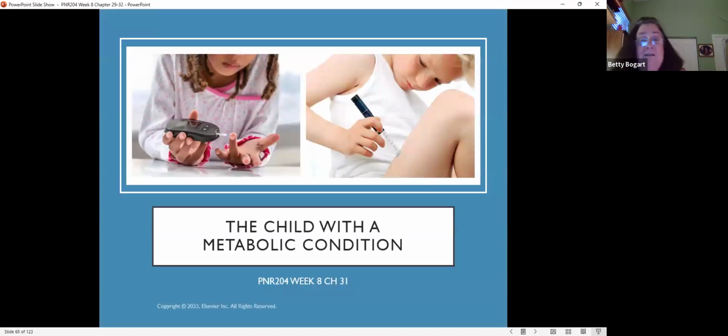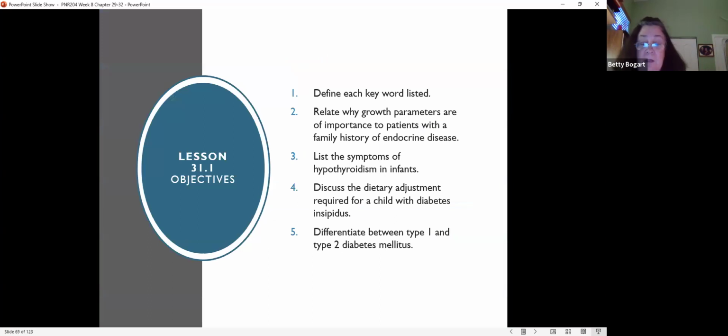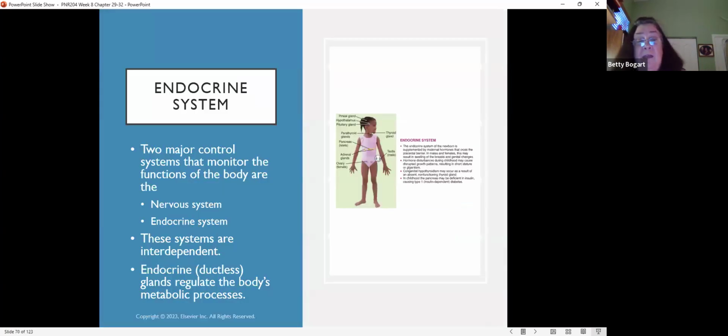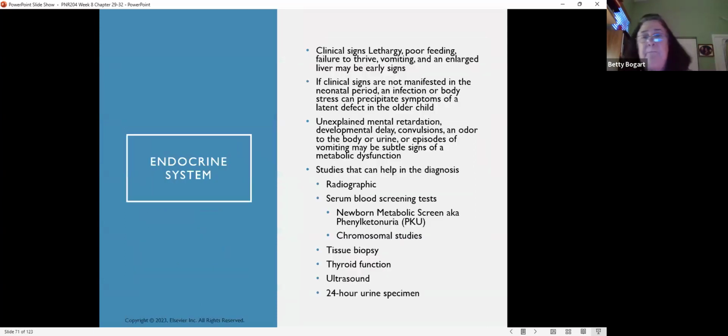So, metabolic conditions. When you think of metabolic, it's all the endocrine system. And we know the endocrine system does control the nervous system. And we know if the endocrine system isn't giving what you want, neurologically, the child's not going to be there, as in hypothyroidism in the infant. That's an endocrine system problem, the thyroid. If they don't have enough thyroid hormones, they're not going to grow, and cognitively, they're going to be delayed.